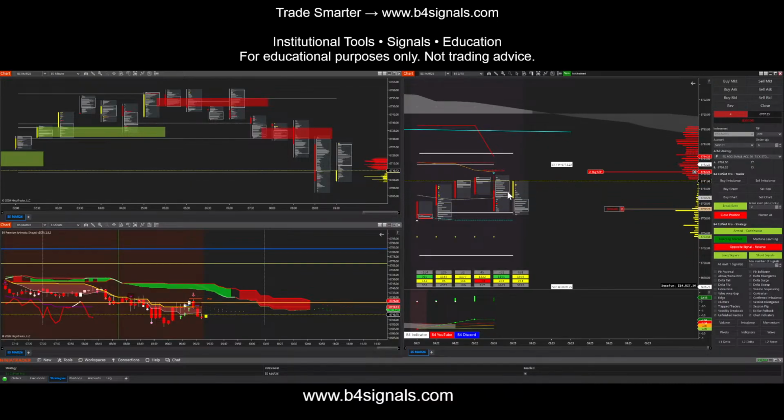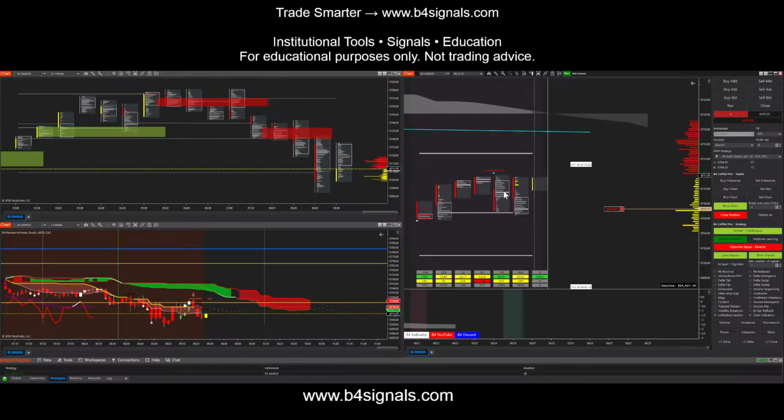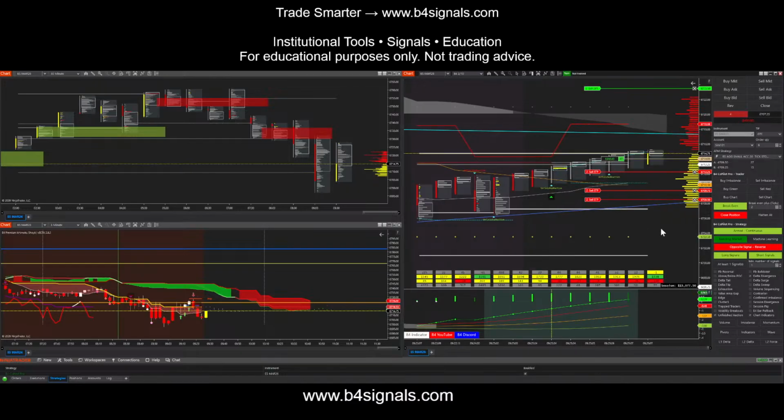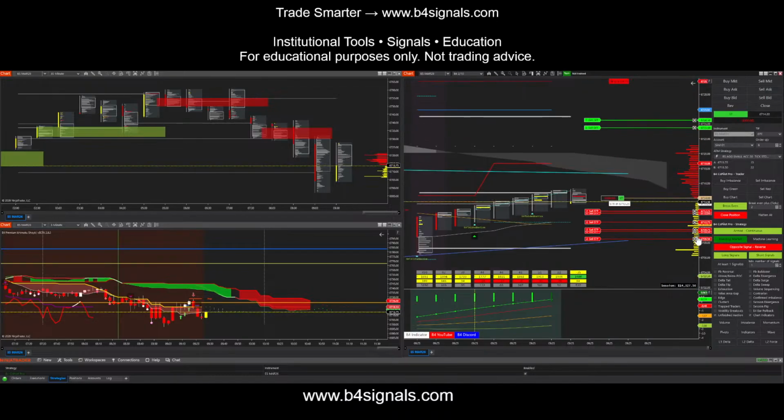That's where your strength is and the bears, and if it takes that, it'll take it out, and it did. That's why I was zooming in here. I wanted to look at that.